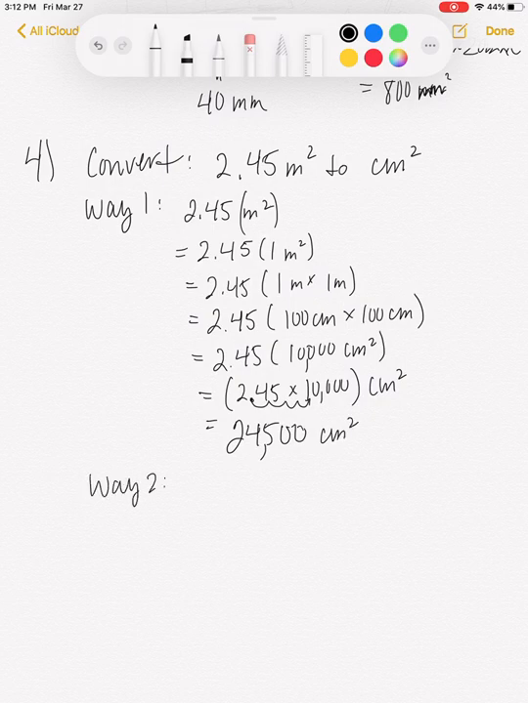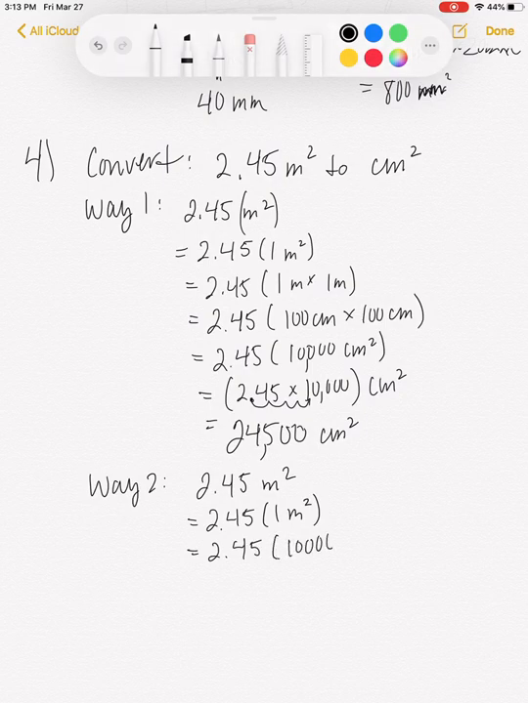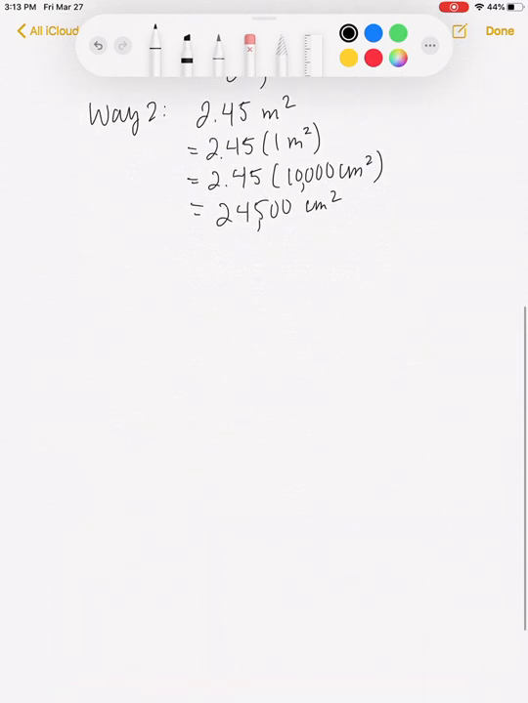Way number 2 is that we skip kind of the middle part where we convert. And we just say, okay, 2.45 meters squared is equal to 2.45 times 1 square meter. That 1 square meter we happen to know, or memorize, that is 10,000 centimeters squared. And so we get 24,500 centimeters squared again. Okay.